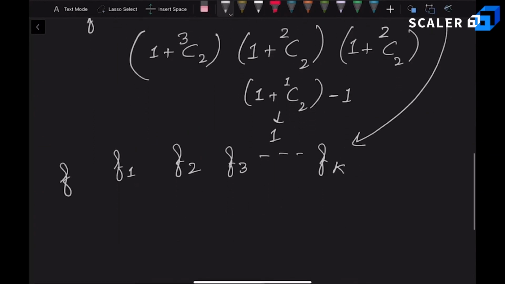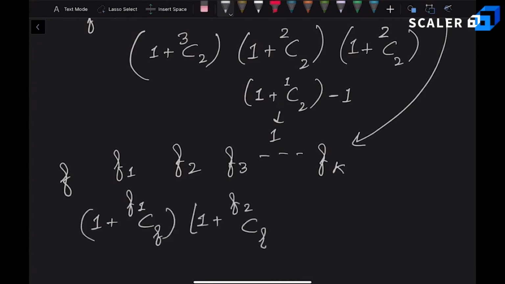So let's actually fix f. All the elements will have frequency f, and we know that the number of such subsequences will be 1 plus f1 cf, into 1 plus f2 cf. That means that we can either ignore this element, and there is only one way to ignore it, or we can select f elements, which will be f2 cf, and so on up till 1 plus fk cf, and we will subtract 1 here as well.